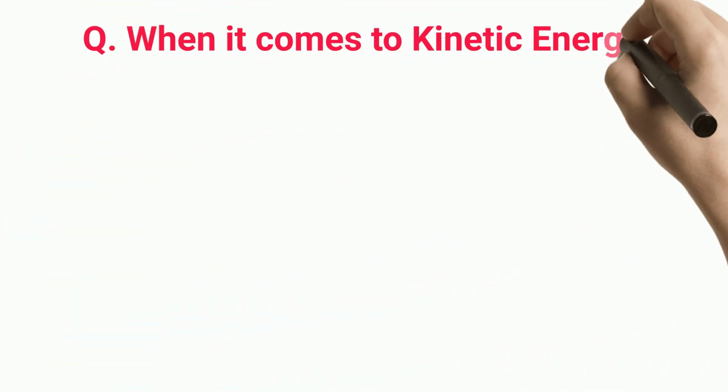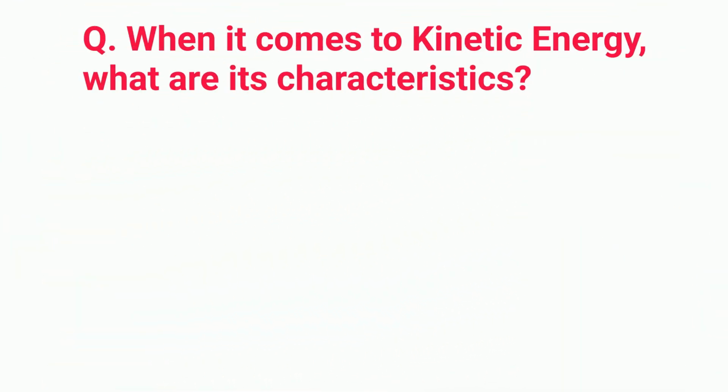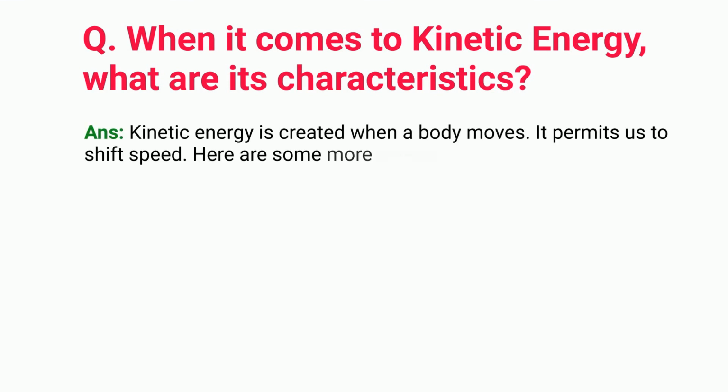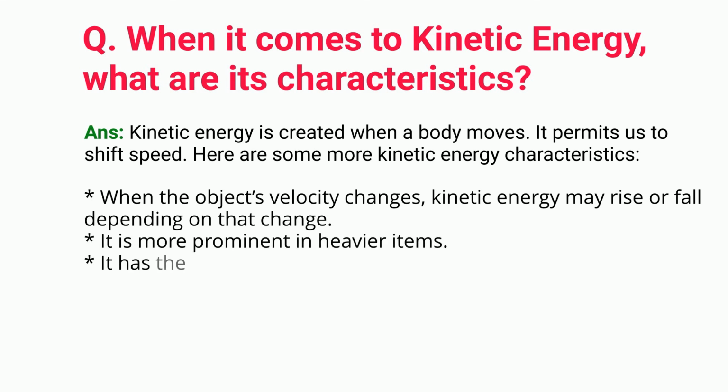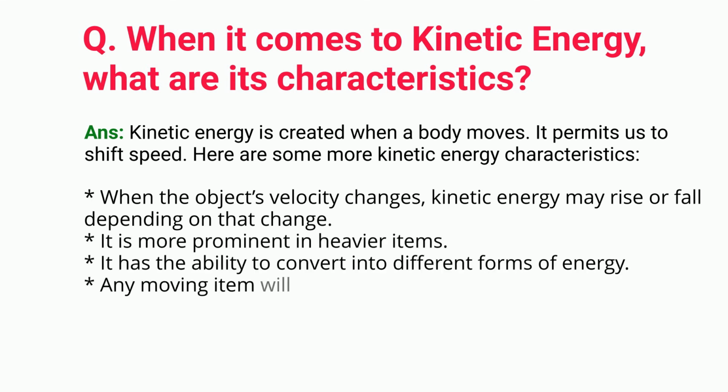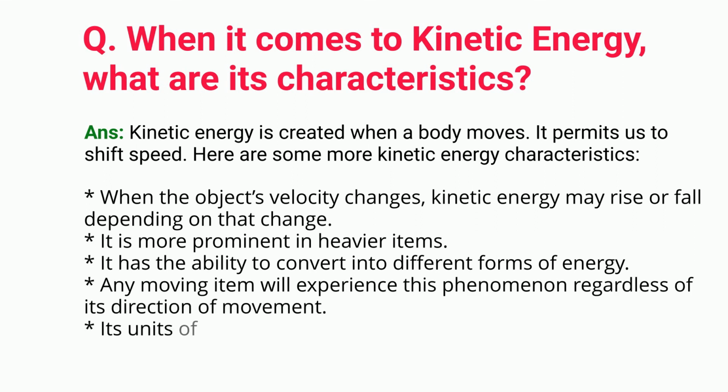Q. When it comes to kinetic energy, what are its characteristics? ANS. Kinetic energy is created when a body moves. It permits us to shift speed. Here are some more kinetic energy characteristics. When the object's velocity changes, kinetic energy may rise or fall depending on that change. It is more prominent in heavier items. It has the ability to convert into different forms of energy. Any moving item will experience this phenomenon regardless of its direction of movement. Its unit of measurement is joules, J.